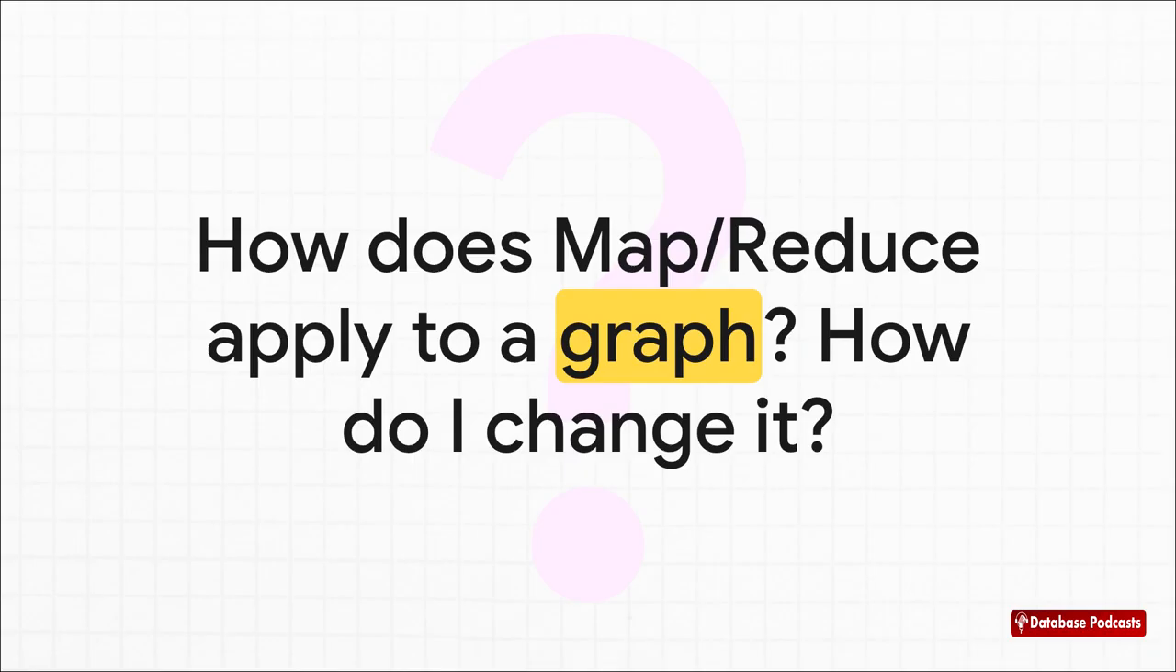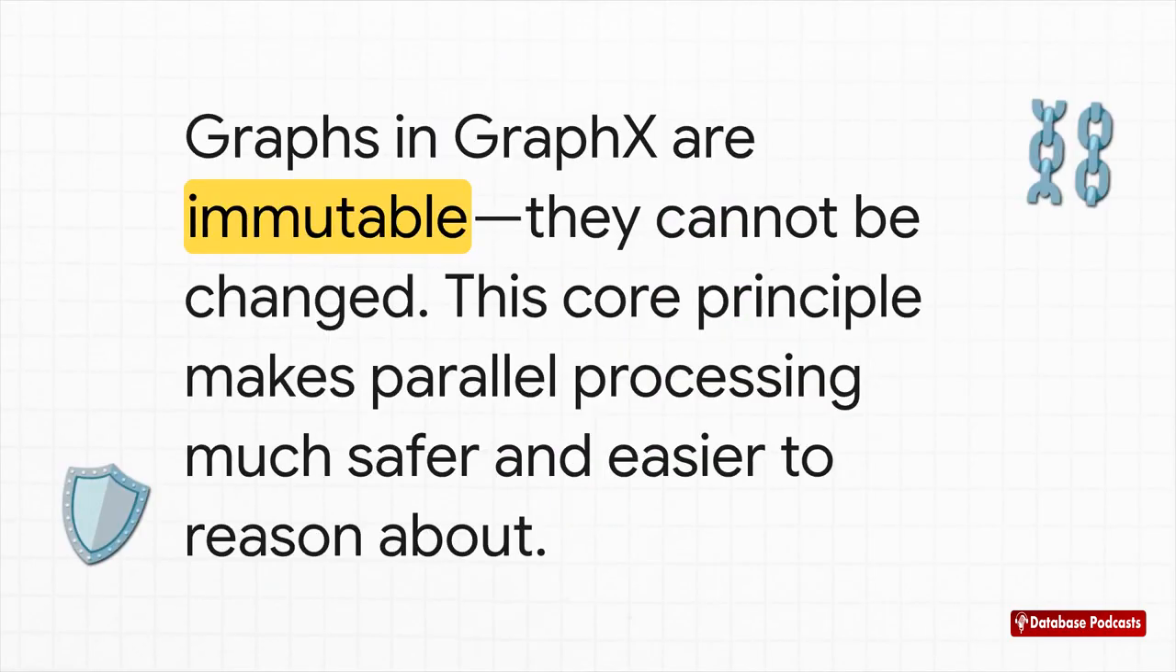This brings us to a really core principle of Spark and GraphX. And this is a big one, so really let this sink in. Graphs in GraphX are immutable. It's a fancy word, but all it means is they can't be changed. You never, ever modify a graph directly. This is a huge idea that comes from functional programming, and it makes working with data on a massive parallel scale way safer and easier.